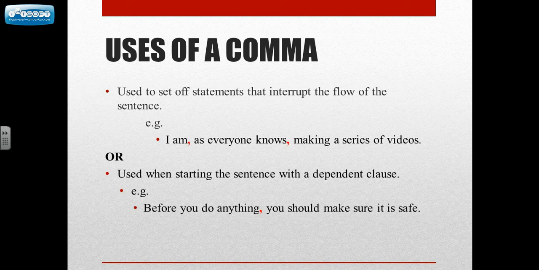Or you might use a comma when starting the sentence with a dependent clause. So for example, before you do anything, you should make sure it's safe. So that subordinate clause at the start could not stand on its own. It's just giving a brief introduction to the rest of the sentence, and you would put a comma after that part.